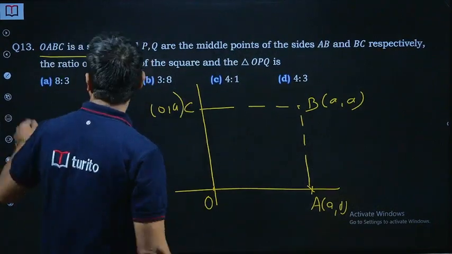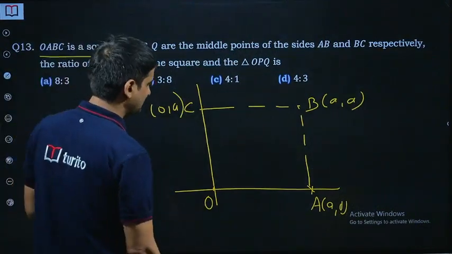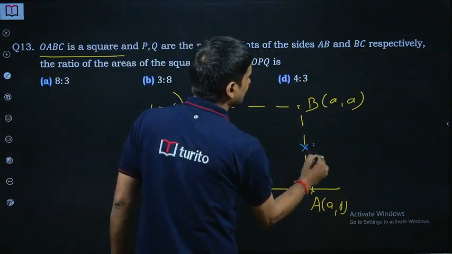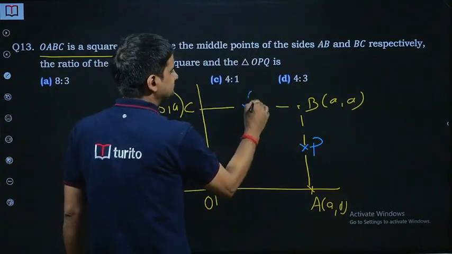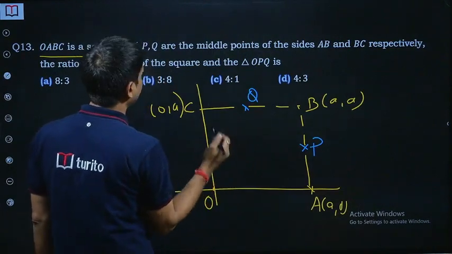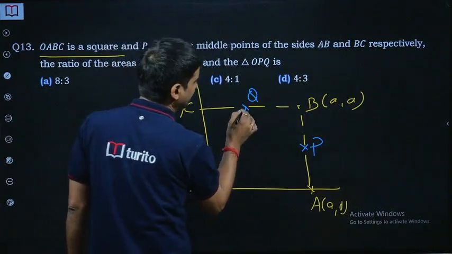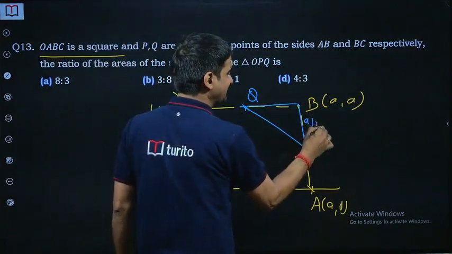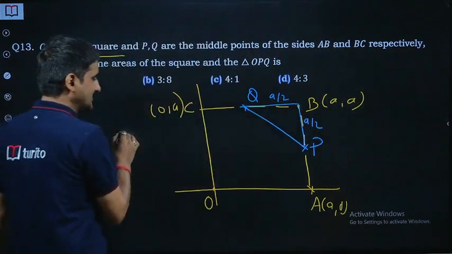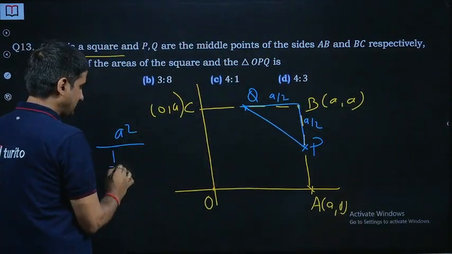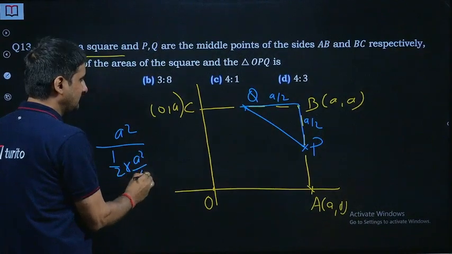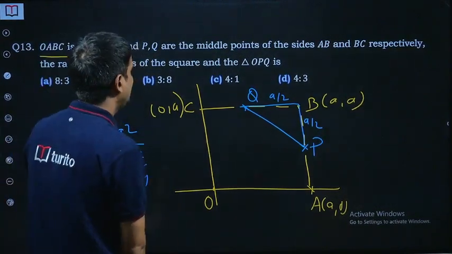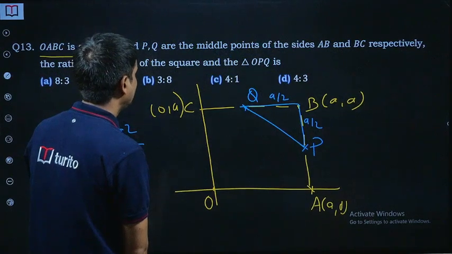P and Q are the midpoint of side AB and BC. Then the ratio of the area of the triangle is, and then that's simple. Really simple, isn't it? So this is A by 2 and this is A by 2. So it's half base into height, A square by 4. So it's 8:1. A 8:3.